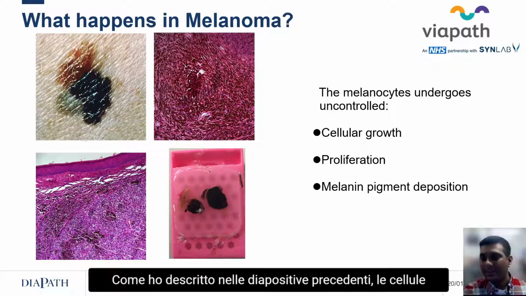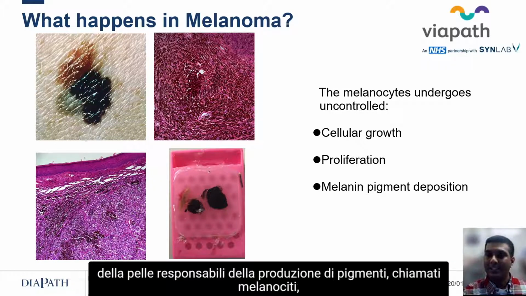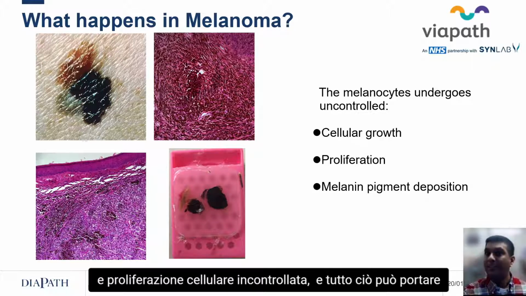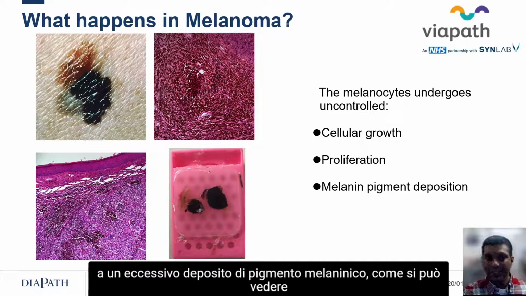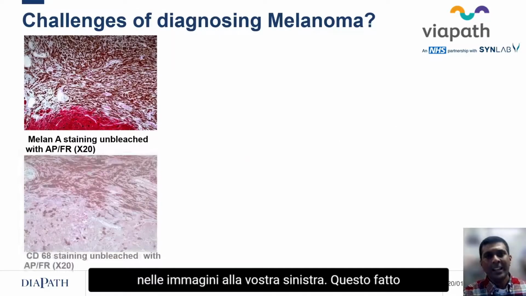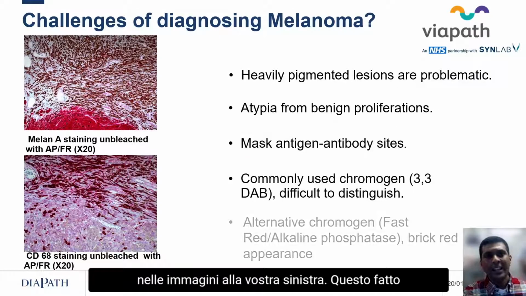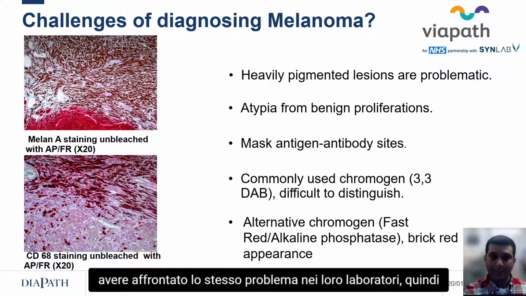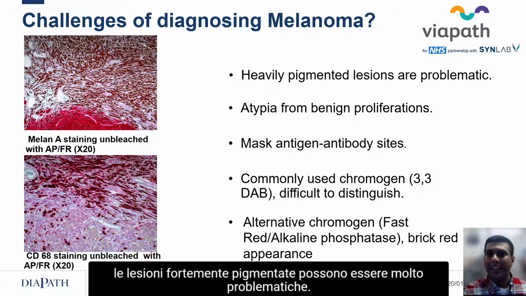What happens in melanoma? So in melanoma, as I described in the previous slides, the cells of the skin responsible for producing pigment called melanocytes acquire a mutation. And this results in usually uncontrolled cellular growth and proliferation, and all of that can lead to excess melanin pigment deposition, as you can see in these images on your left-hand side. And this can prove quite challenging, and some of you may have faced the same problem in your labs. So heavily pigmented lesions can be very problematic.